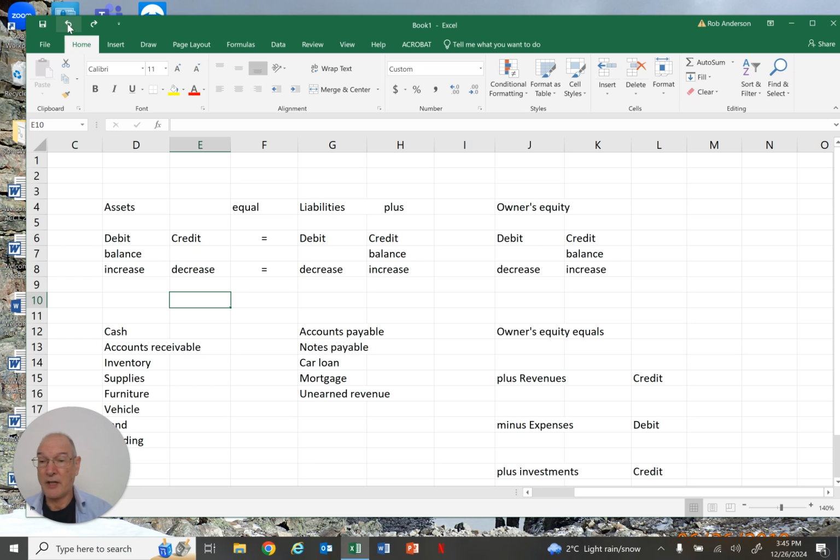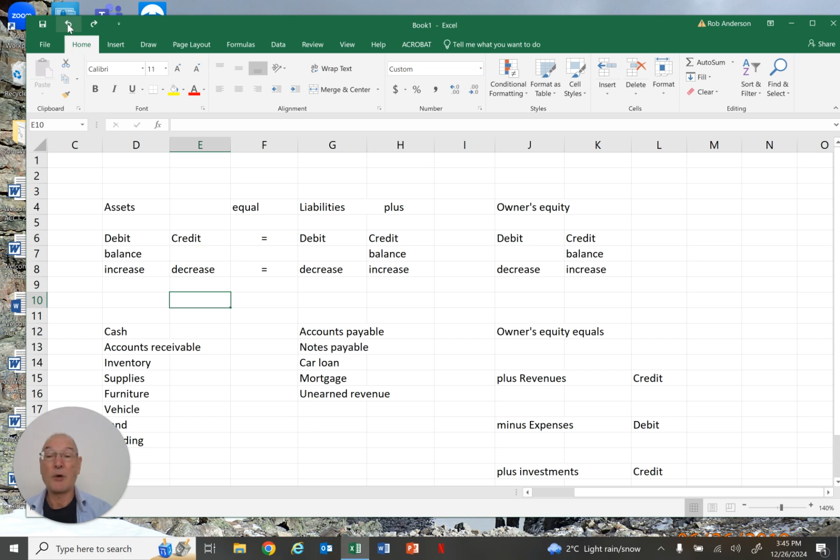And in fact, the definition of a debit is simply an amount on the left-hand side of a 2-column accounting form. The definition of a credit is an entry on the right-hand side. So there we have the classic phrase, debits on the left, credits on the right.